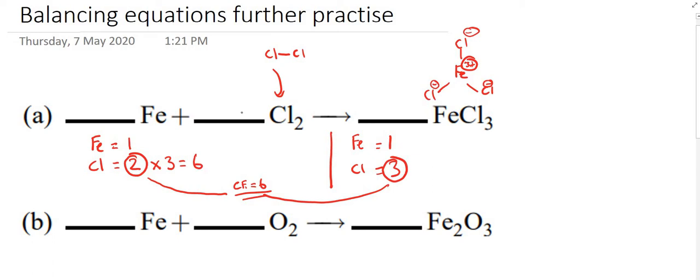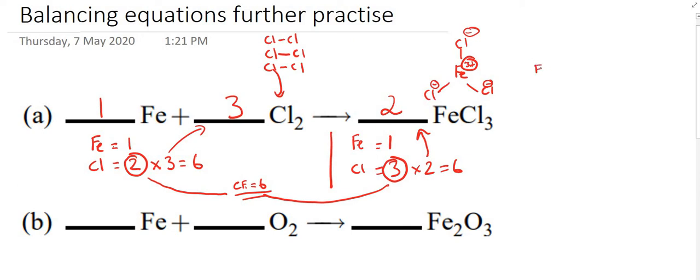So up here, we'll put a big 3. And how do we turn a 3 into a 6? Well, we times this one by 2, and that will give us 6. So we put our 2 up here. So when we do that, we now are balanced, right? So we've got 1 Fe reacts with 3 chlorine molecules. So the big 3 here says we've now got 3 chlorine molecules, like this. So that means we've got a total of 6 chlorine atoms. Reacts to produce 2 iron chloride.